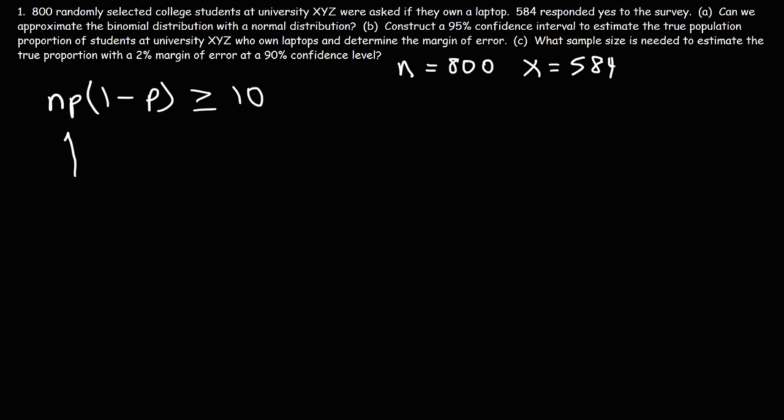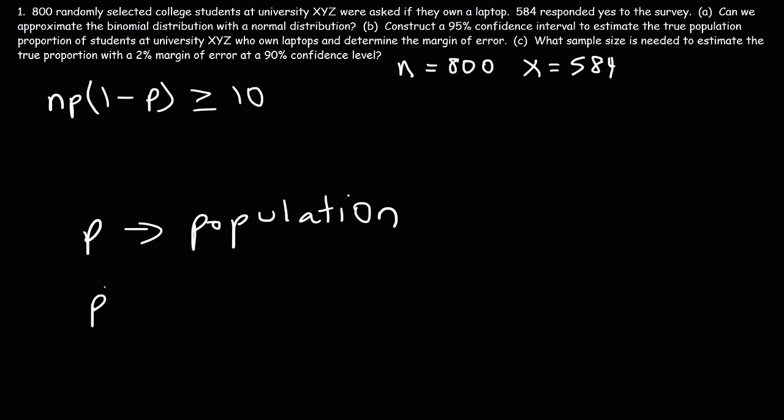Now, p is the population proportion. We don't know p. We don't know the exact proportion of all of the students at University XYZ if they own a laptop or not. We don't know if the true proportion is 60%, 70%, or 65%. We don't know. However, we can estimate the population proportion with a sample proportion. p is the population proportion, and p hat, sometimes referred to as p prime, this is the sample proportion.